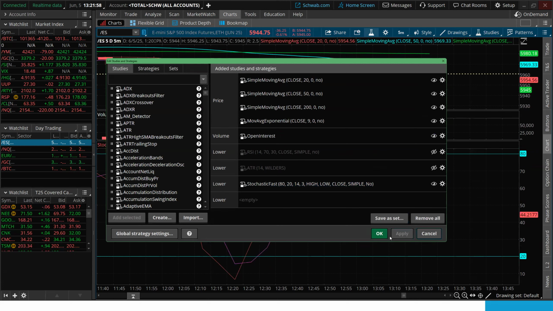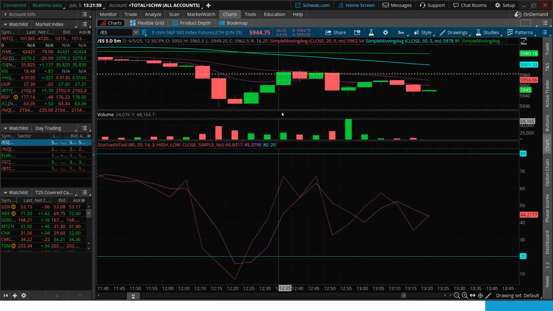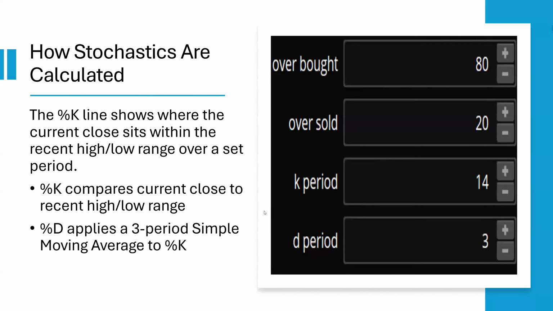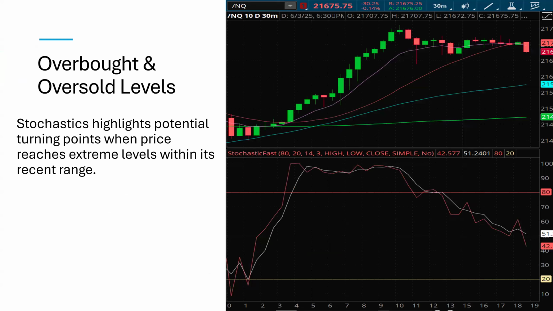I just want to explain it because I get a lot of questions when I'm talking about stochastics, what version to use, because there are multiple versions. When you're talking about the fast stochastics, it's really just a matter of what period you use on percentage K. Do you use the 14 period? Do you use the 10? Either one is good. One smooths out the data a little bit more. That would be the 14.